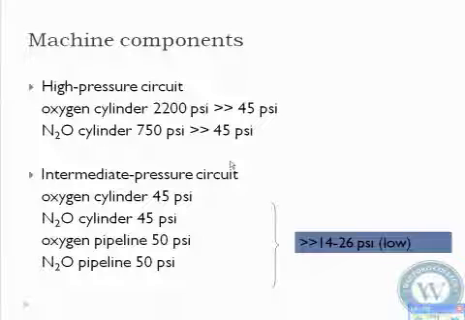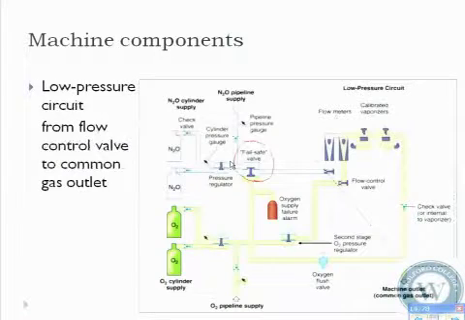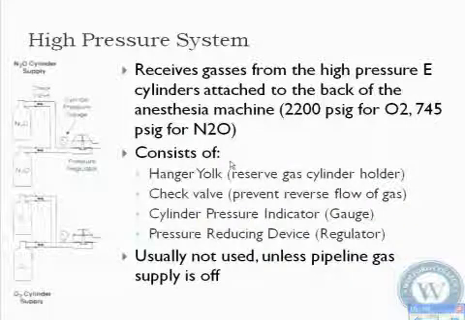745 PSI is still a huge amount. So it has to be reduced to 50 to enter into the intermediate system. There's nothing that can go to the low system of that 14 to 26 without being at 50 first. All right, so it has to be at 50. So apologize for that.